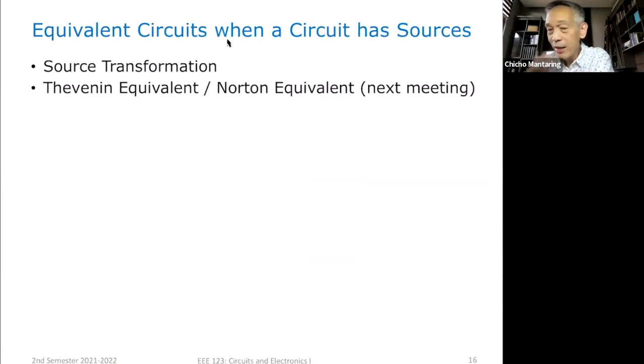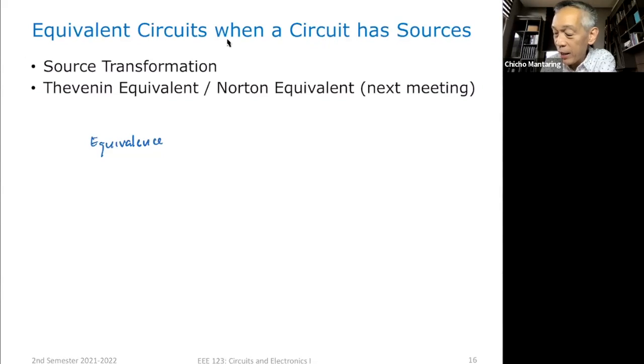Okay. So let's move to the next topic. This is a relatively easy topic. When we talked about equivalent circuits before, so we talked about equivalence before. Equivalence.